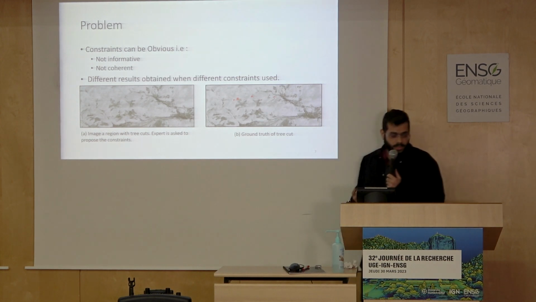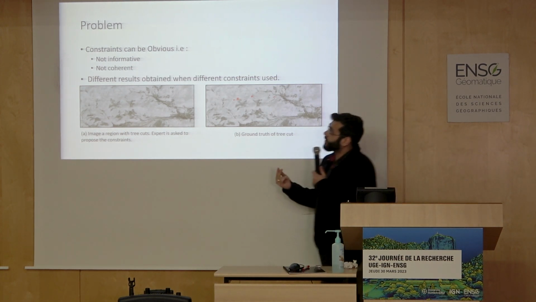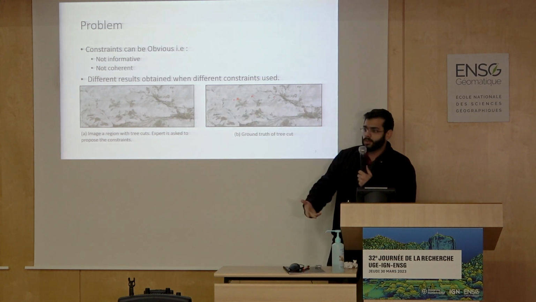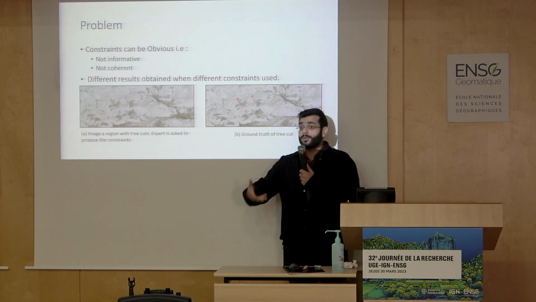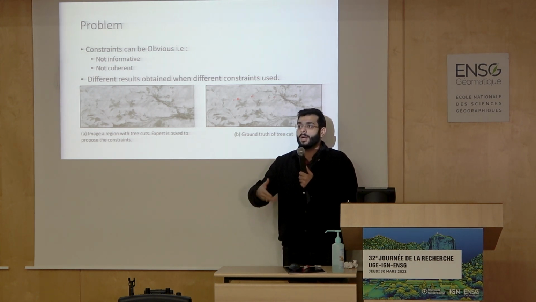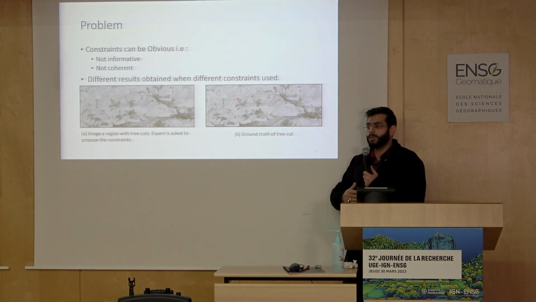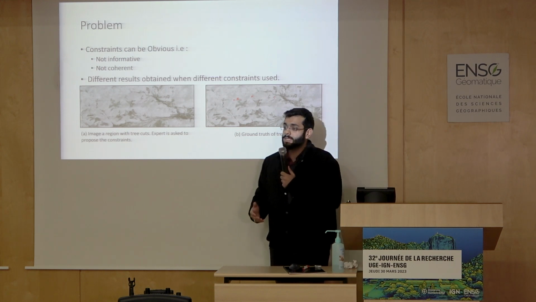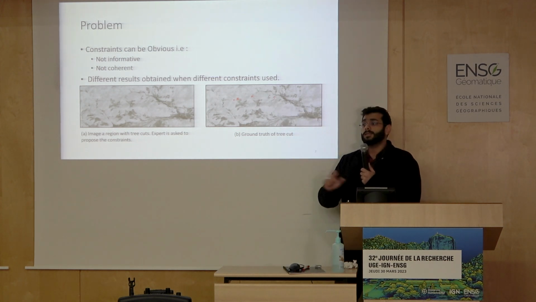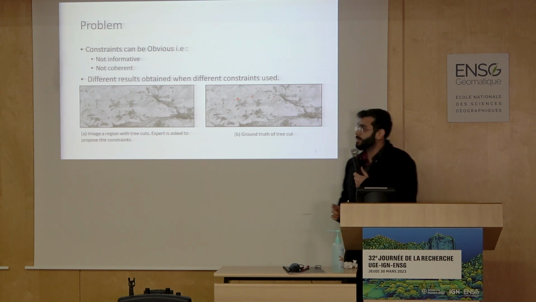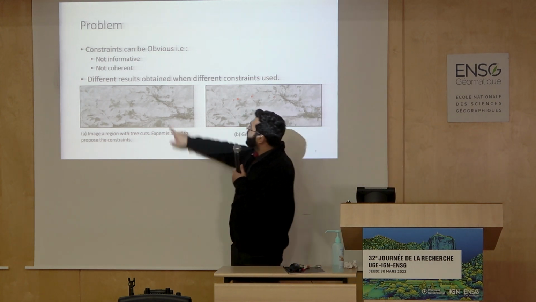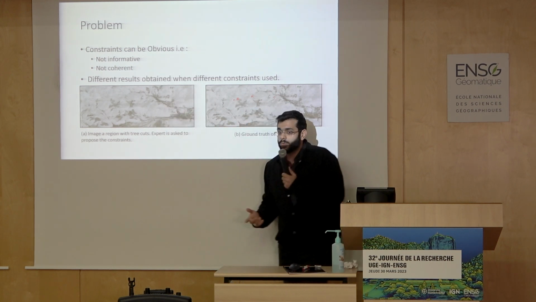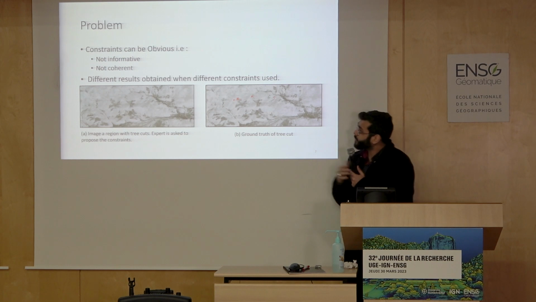When we add constraints, two problems arise. The first one: are the constraints informative? Meaning, if you provide constraints to the algorithm, do these constraints add any information to the bias of the algorithm already, or can the algorithm cluster these two points by itself without the information provided by the expert? The second one: are the constraints provided by the experts coherent? Meaning, did they provide any conflicting constraints? Because the expert will just look at this image, for example, and say this pixel and this pixel are three cuts, and these are not, which might or might not be true.